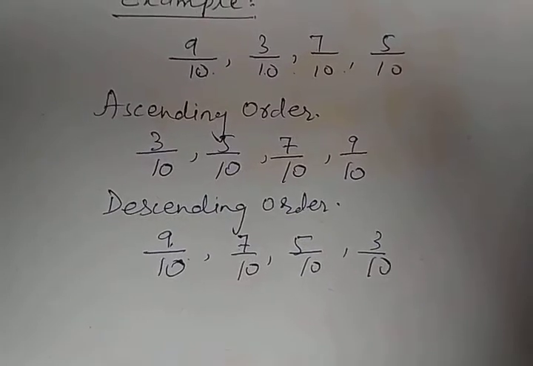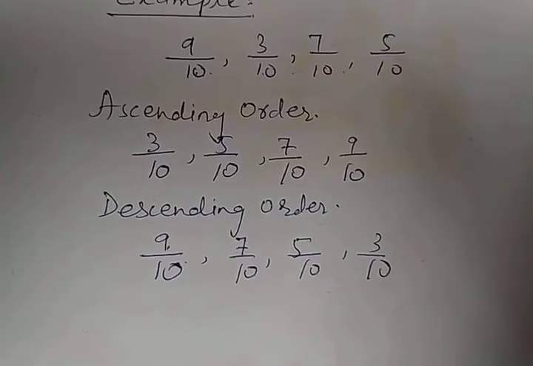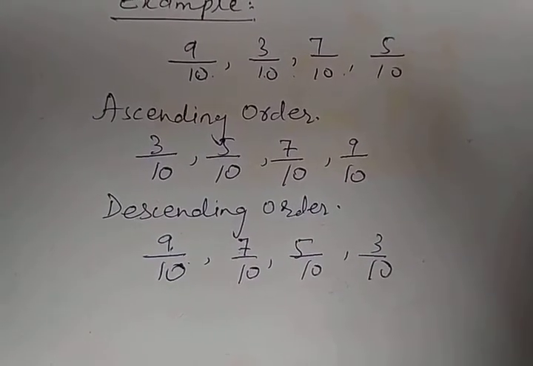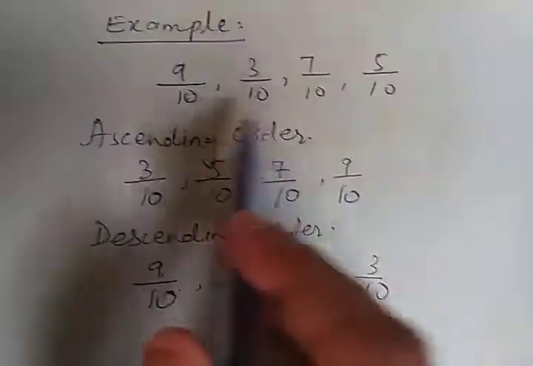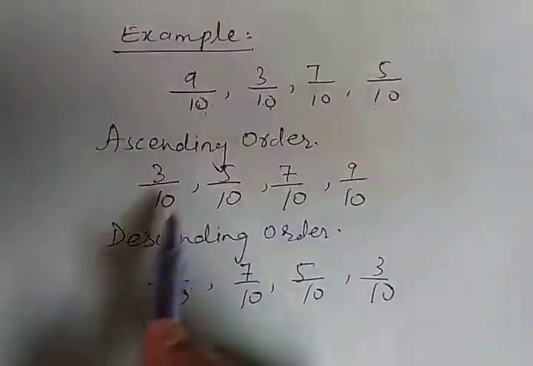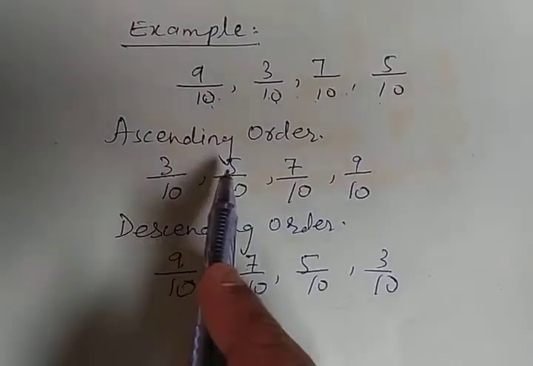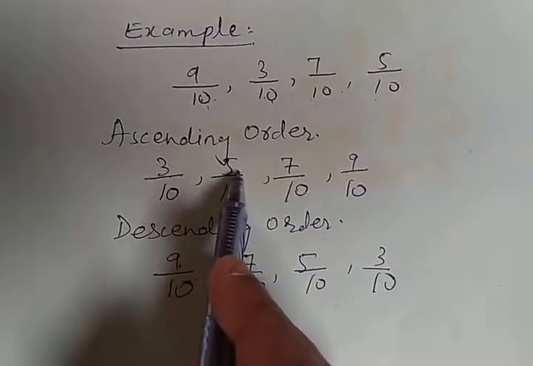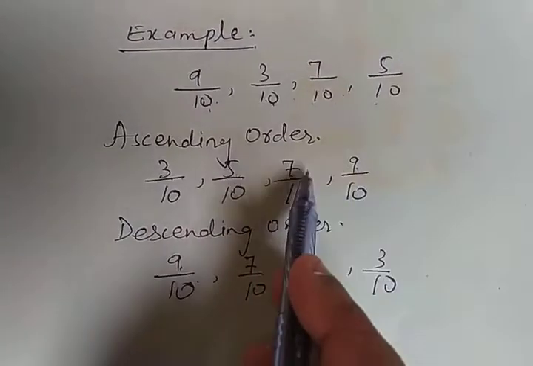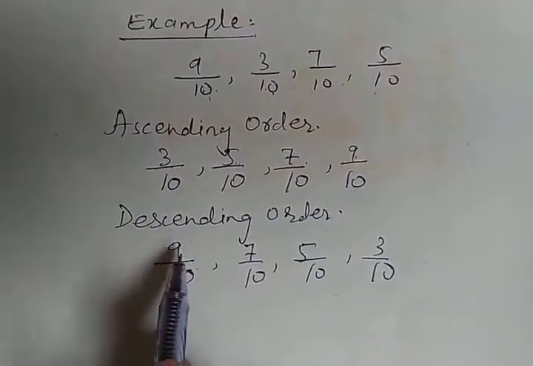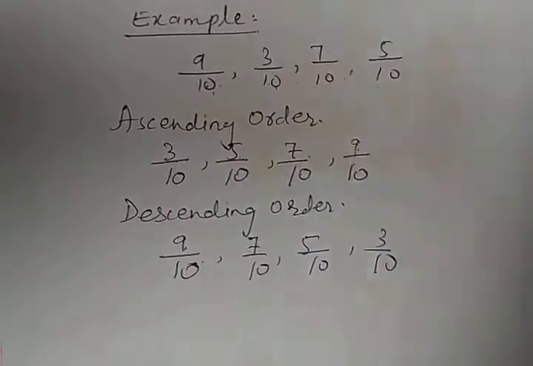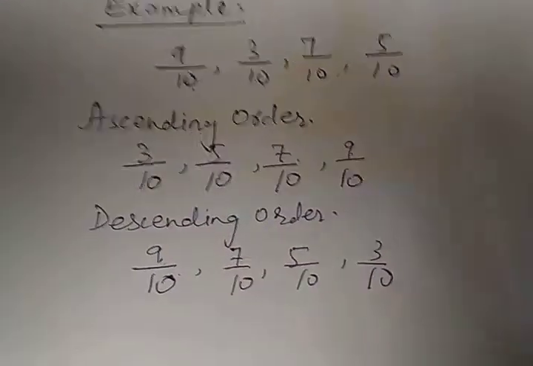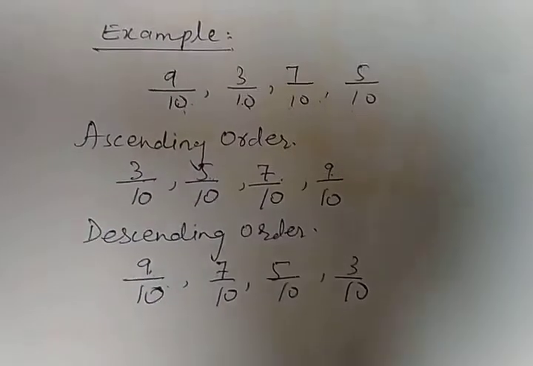What have we just learned? Arrange these fractions in ascending order, like fractions. The denominators are same. You have to order accordingly. 3 is smaller than 5, 5 is smaller than 7, 7 is smaller than 9. In descending order, 9 is greater than 7, 7 is greater than 5, 5 is greater than 3. So I hope you understand this example of like fractions.